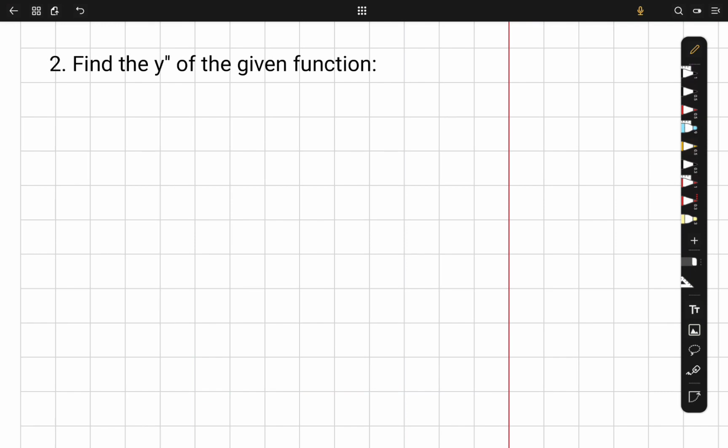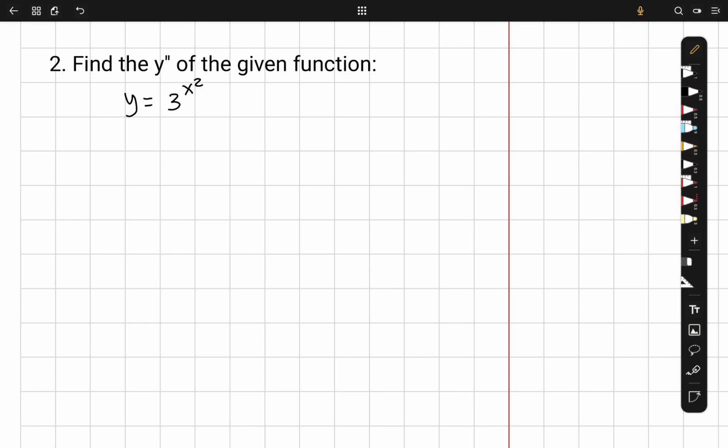Let's have our second example. Find the second derivative or yung y double prime of the given function. So yung given function natin is y is equal to 3 raised to x squared. So kung papansinin nyo yung ating given equation is we have 3 raised to x squared, and 3 is a constant and raised siya sa isang expression which is x squared.